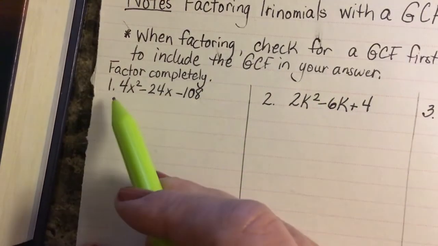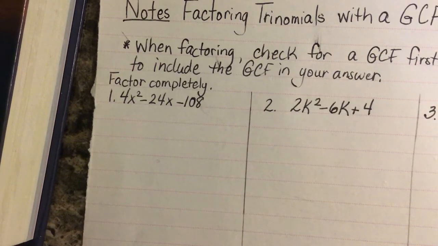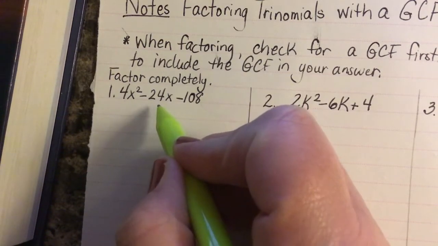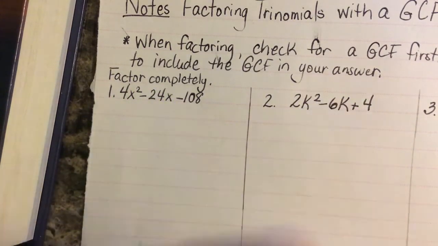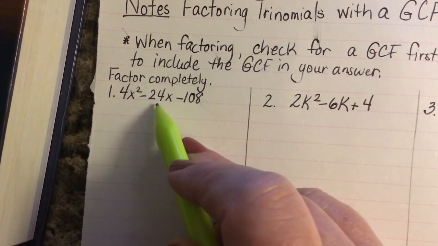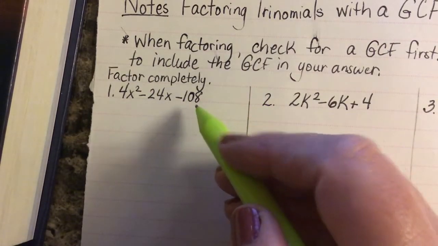Now, what does that mean? When you look at this problem right here, 4x squared minus 24x minus 108, is there a factor that will divide evenly into all of those numbers? For example, here we have a is 4, b is negative 24, and c is negative 108. A lot of students like to try the number 4 first. Will 4 divide evenly into 4? Of course. Will it divide evenly into 24? Yes. Will 4 divide evenly into 108? It does. So 4 is the greatest common factor.